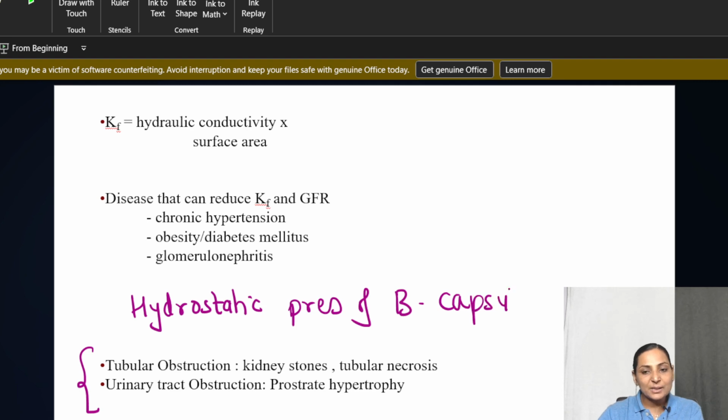Now the hydrostatic pressure of the Bowman's capsule, P for hydrostatic pressure, B for Bowman's capsule. It is a backward pressure. Normally this pressure is also not physiologically needed. It is not a force that is physiologically governing the GFR, because it is a back pressure which will be raised only when there are conditions.